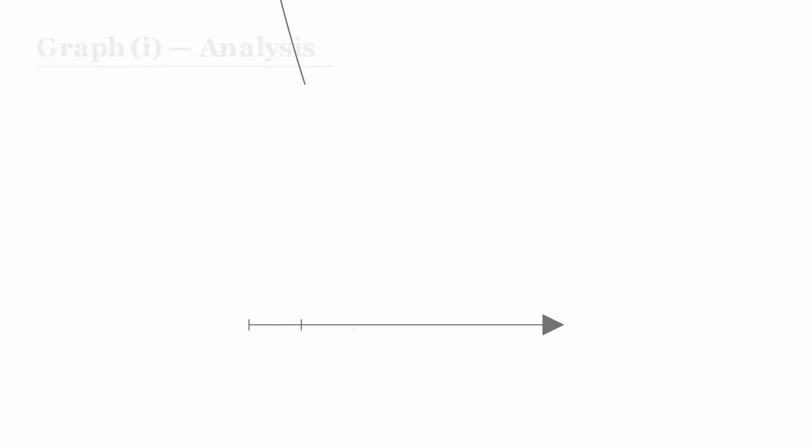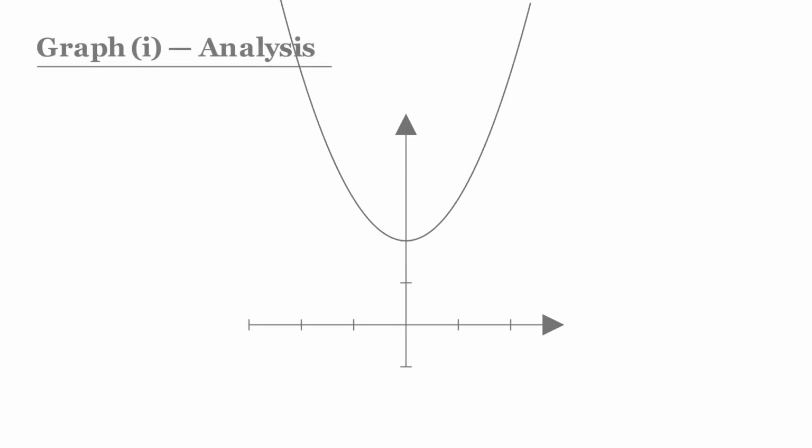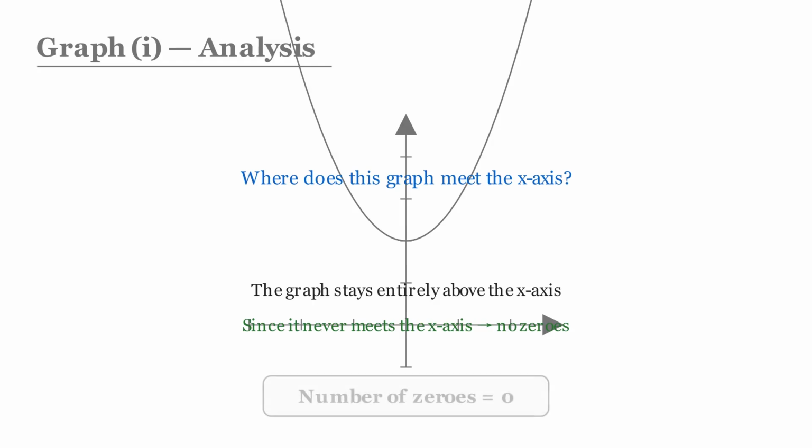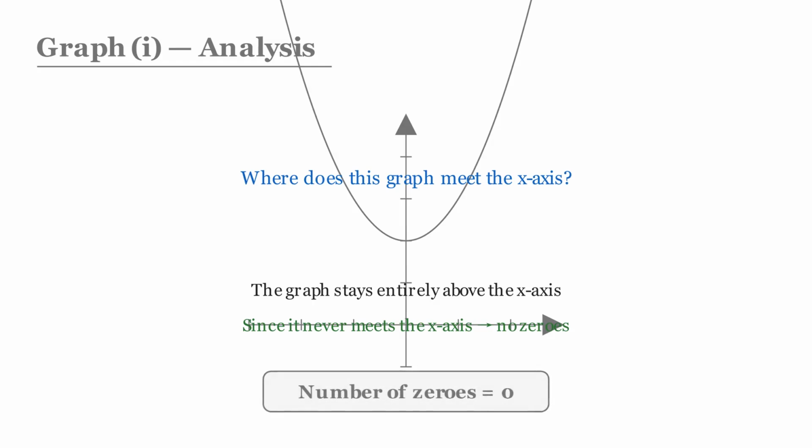Let us analyze graph 1. Where does this graph meet the x-axis? Observe that the graph stays entirely above the x-axis. Since it never meets the x-axis, there are no zeros. Therefore, the number of zeros is 0.